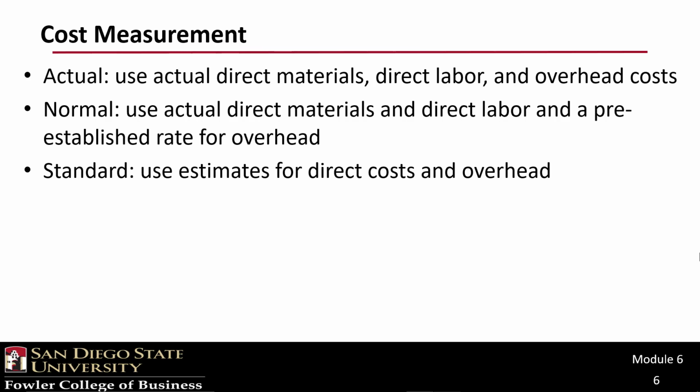And then lastly, the one version that is the quickest is standard costing. In standard costing, you just use estimates for direct costs like labor and materials and overhead. So everything is done using estimates and then is trued up to actuals after the fact.